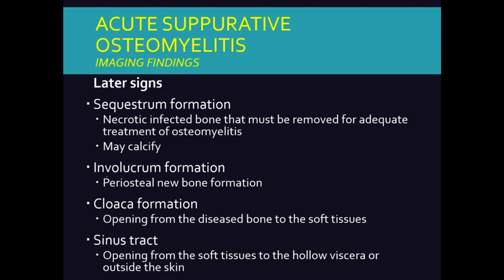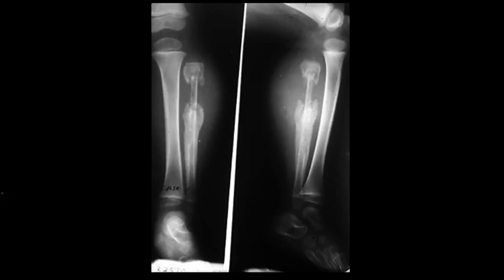If that involucrum is incomplete, we can get a cloaca. And if there is an opening or tract from that diseased portion into a hollow organ, so if it's in the spine, say the stomach, or if it's in the leg or arm, if it goes out to the open world outside the skin, that would be a sinus tract.